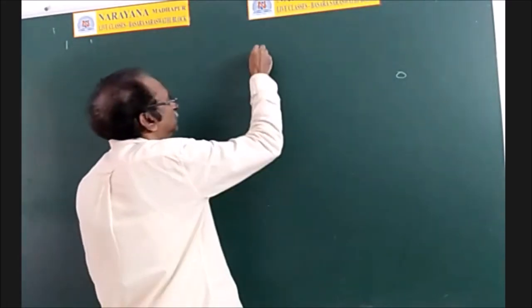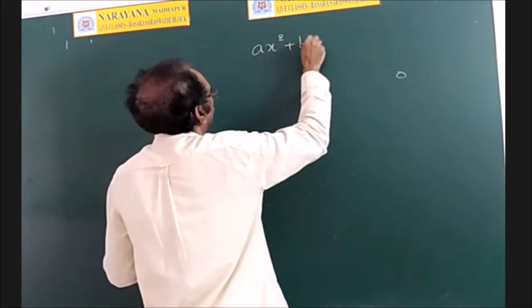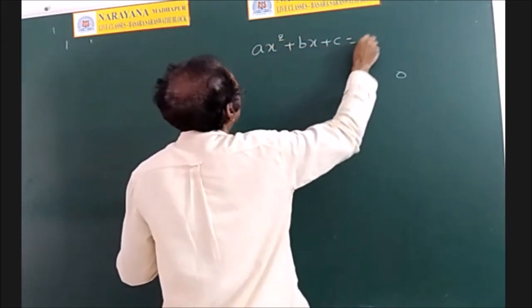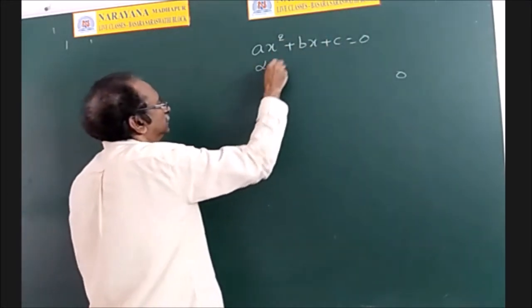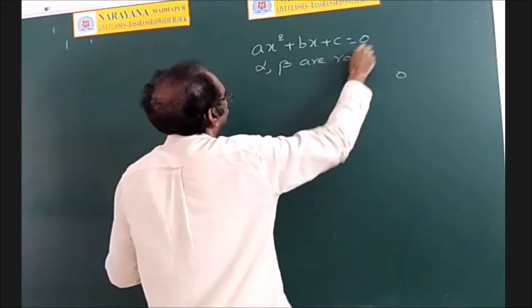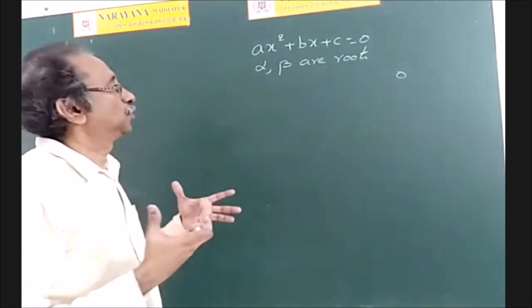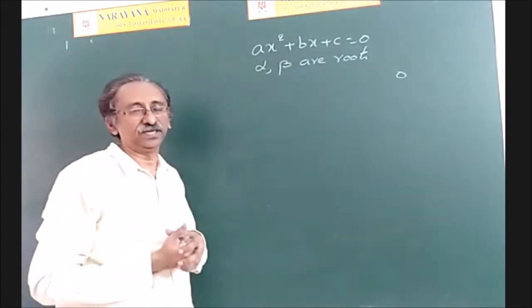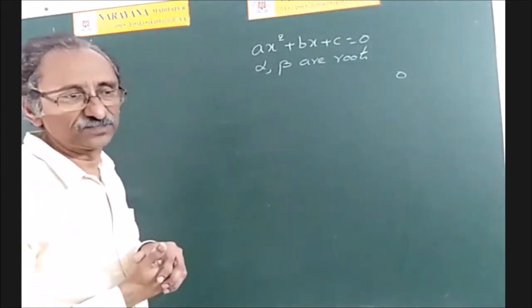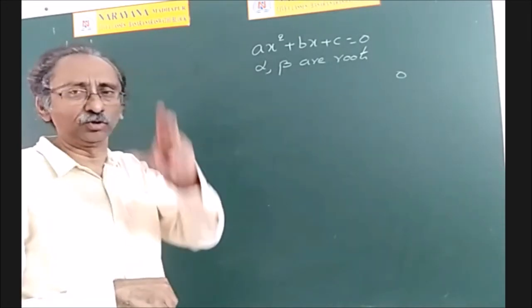Suppose the quadratic equation is ax square plus bx plus c is equal to 0, and given that alpha, beta are roots. Then what is alpha plus beta? Minus b by a. What is alpha into beta? c by a. What is alpha minus beta? That is root of b square minus 4ac by mod a. We remember those three at least.